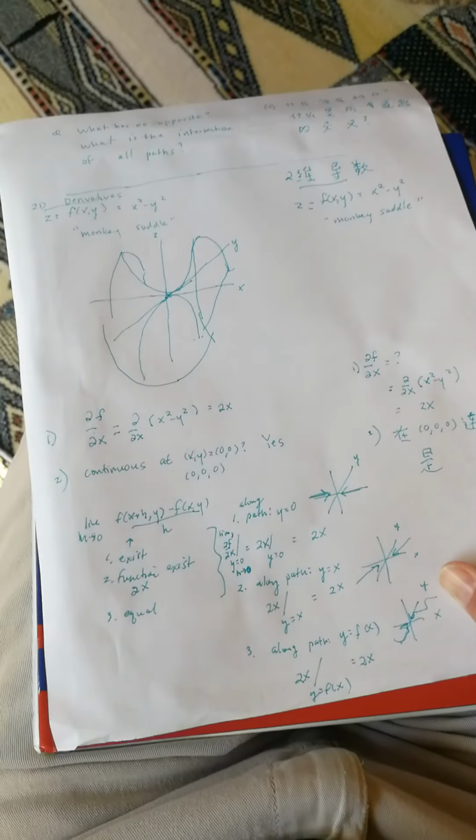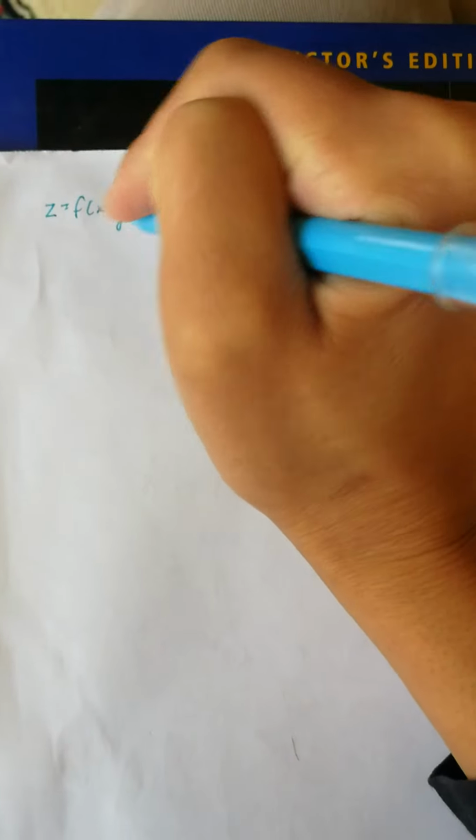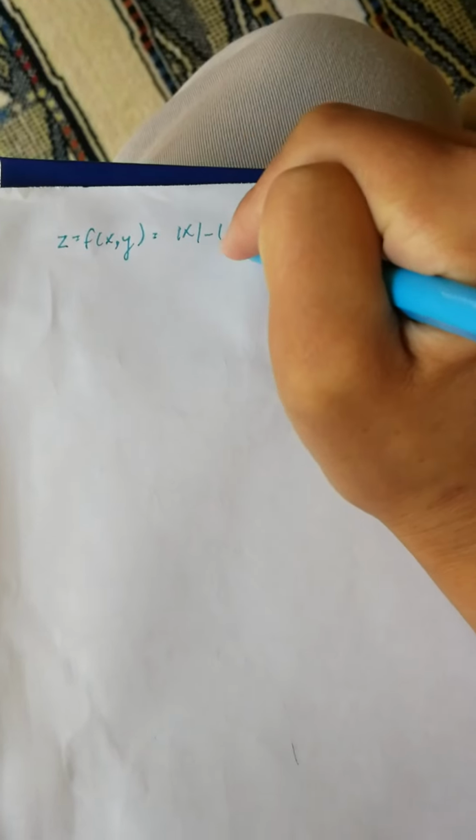Okay, so let's do another one. Y or f of x, y equals absolute value of x minus absolute value of y.